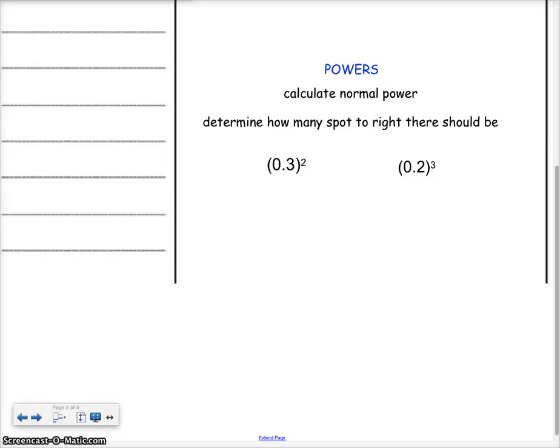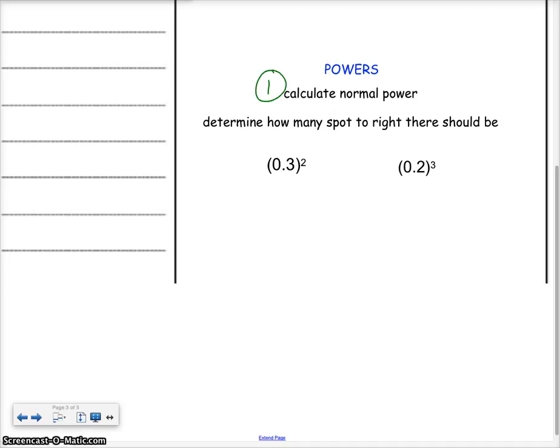Okay, we're gonna practice calculating decimal powers. They're a little bit different, and you have to be cautious because you must know how to multiply and how to determine where the decimal goes in order to adequately calculate the power. So here's the steps.